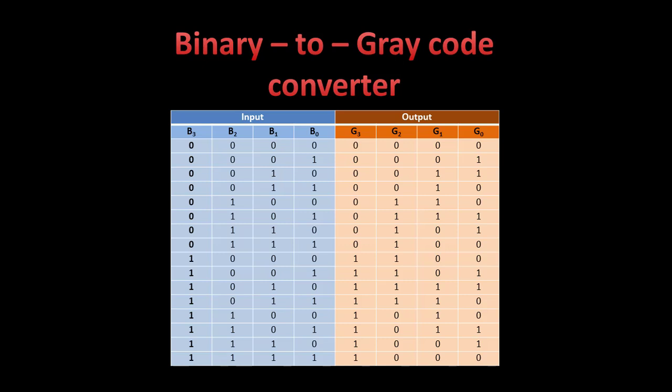So this is the truth table. We are taking 4 inputs, and of course we get 4 outputs. B0, B1, B2, B3 are the inputs, and G0, G1, G2, G3 are the outputs. Because we have 4 inputs, there are 16 combinations. In the blue portion we have the input, and on the right side we have the output.